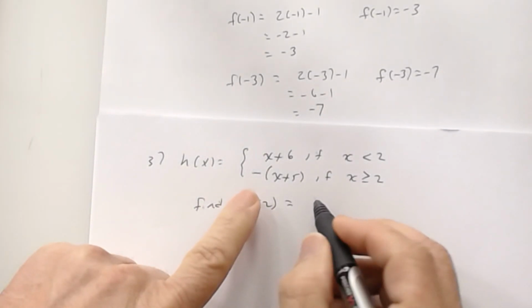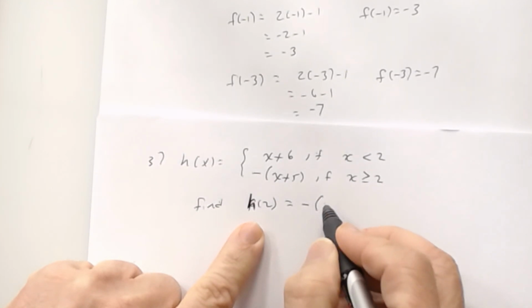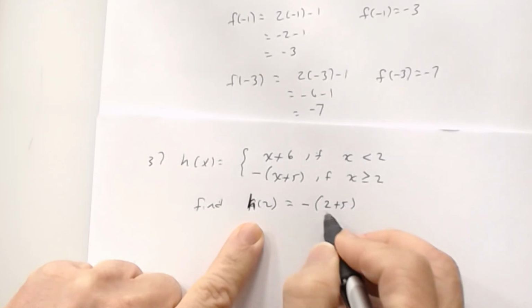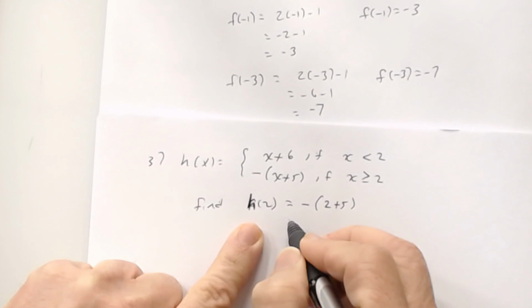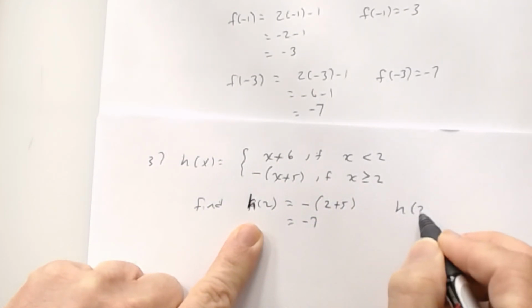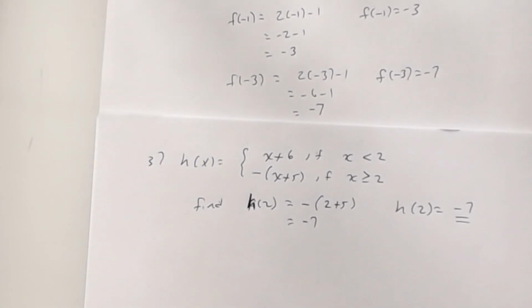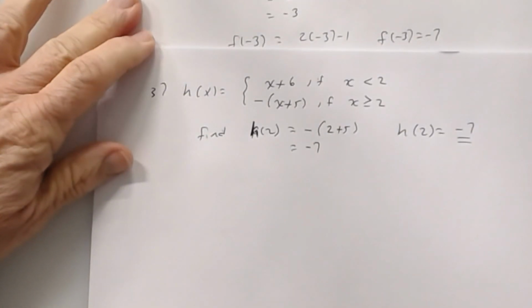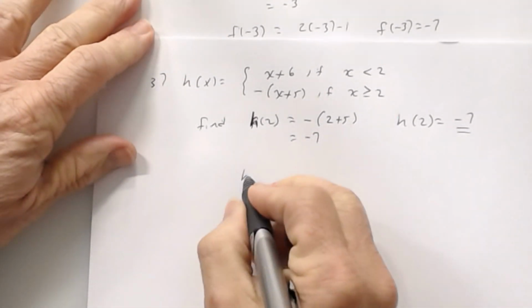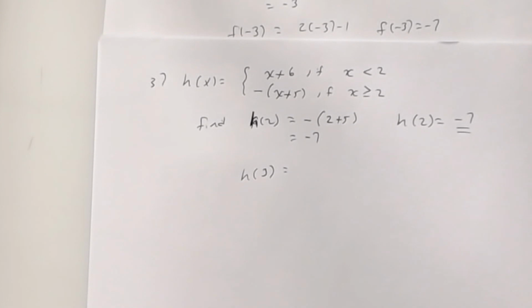So just write out what you see. Where we see the variable x, you're going to substitute 2. So I get negative in parentheses 2 plus 5. And what's 2 plus 5? So that becomes negative 7. So h of 2 equals negative 7. Okay, next one. h of 3. Which part of the function do I use if I want to find h of 3?